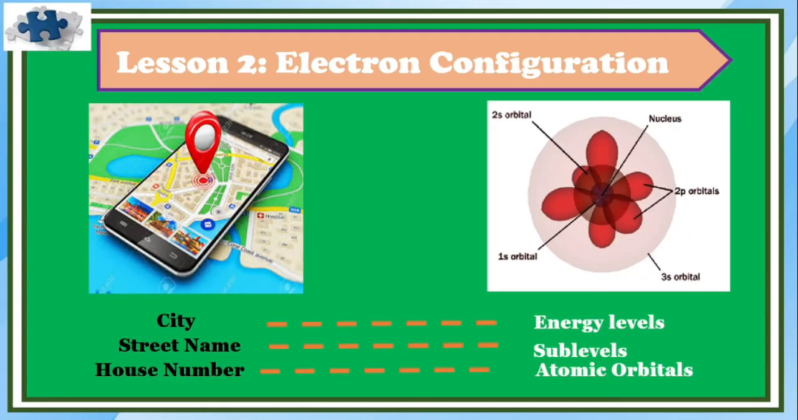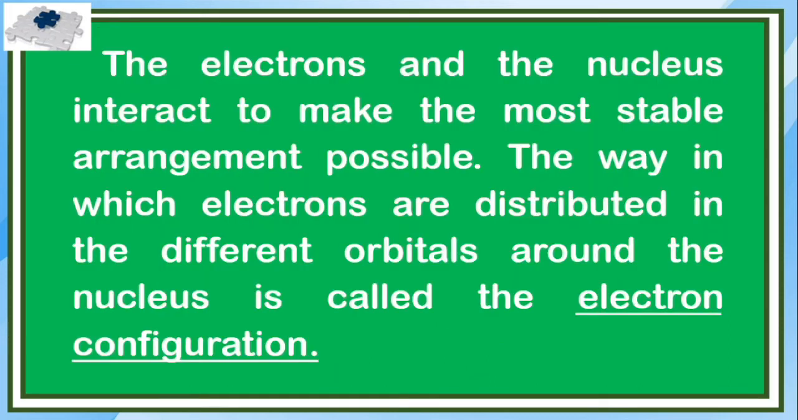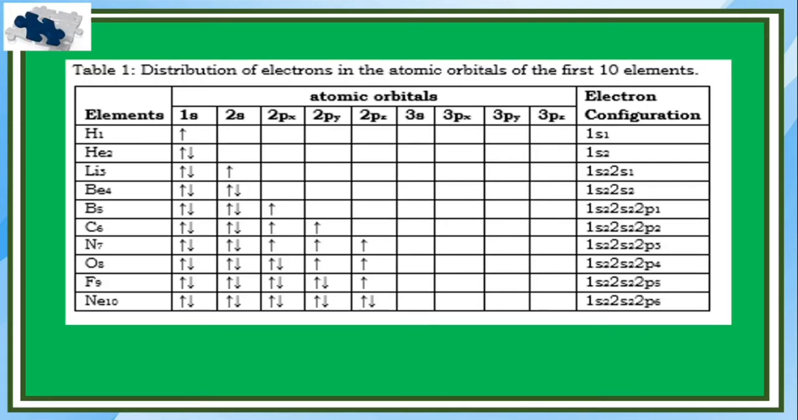Tracking down the location of a given electron in an atom is similar to tracking where a person lives. To find this person, you need to know his complete home address, city, barangay, and house number. This corresponds to the energy levels, sublevels, and atomic orbitals in an atom. In order to track where all the electrons in an atom are, chemists use notation called electron configuration. Table 1 in page 11 shows the distribution of electrons in the atomic orbitals of the first 10 elements.